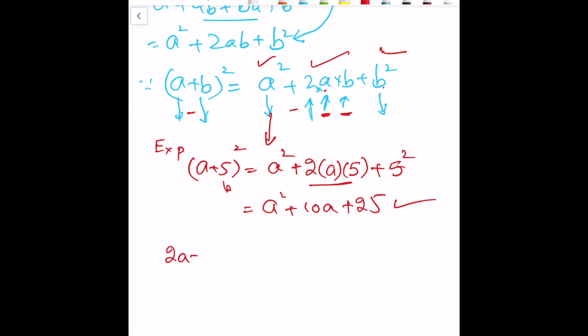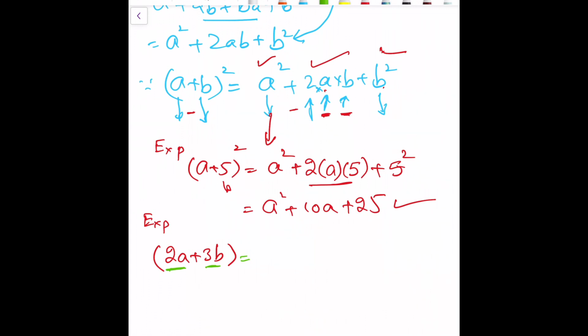If we have 2a plus 3b, another example, a little bit more complicated. In this example our first term is 2a. Remember, it's not a only, it's 2a. We have 2 digits here, and then we have 3b. So our a is, according to the formula, a squared.